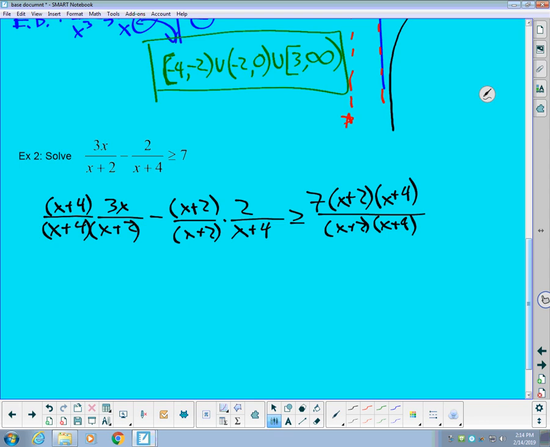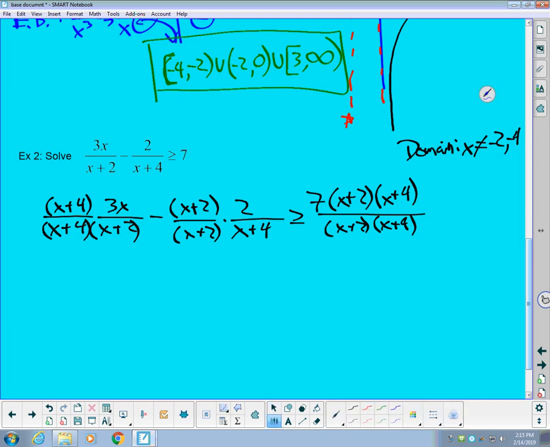Okay? And now that my denominators are all the same, I can actually ignore the denominators, or I could multiply by those. Before I get rid of them, I should note in my domain that x cannot equal -2 or -4. So if I come up with either of those answers, I'll know that those don't actually work.